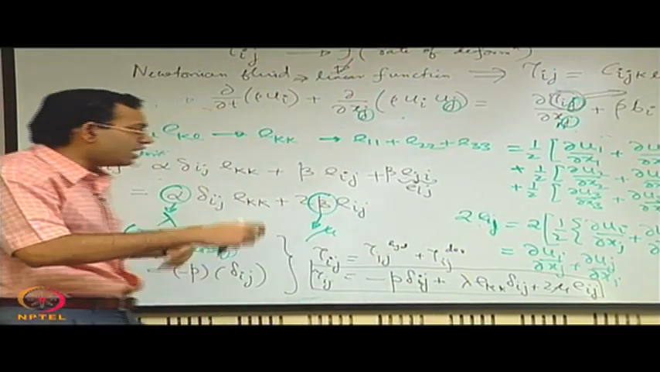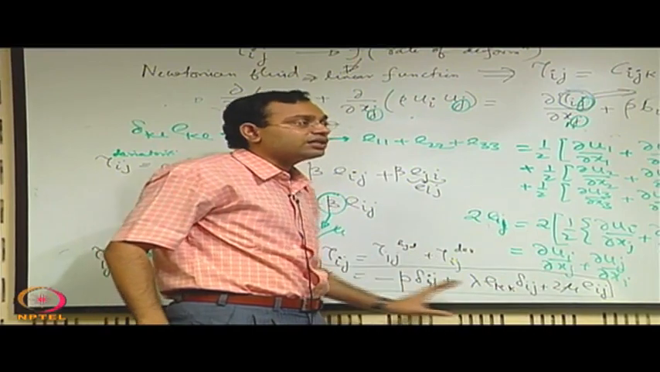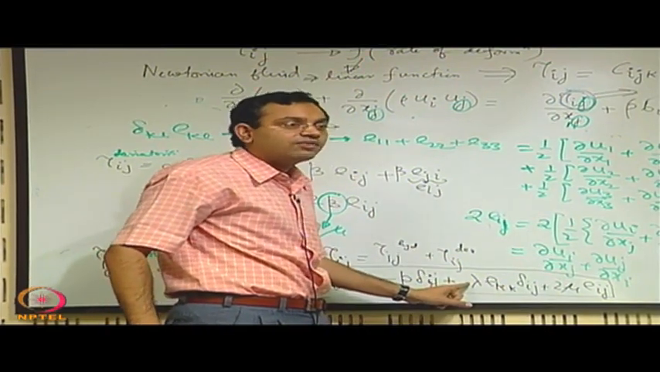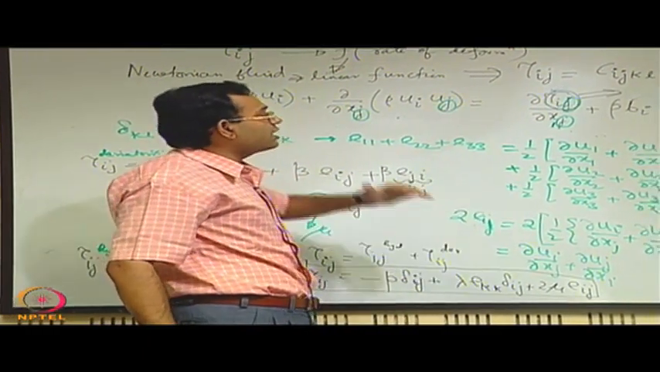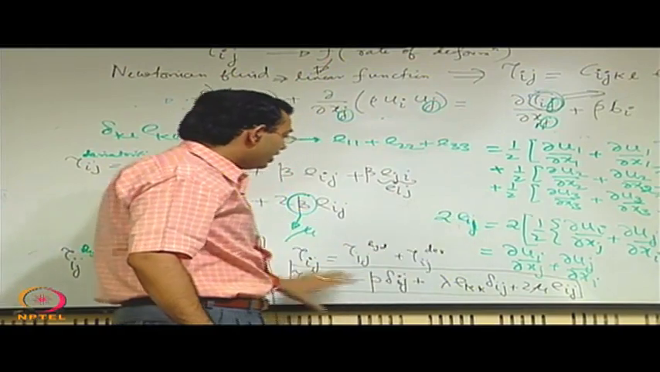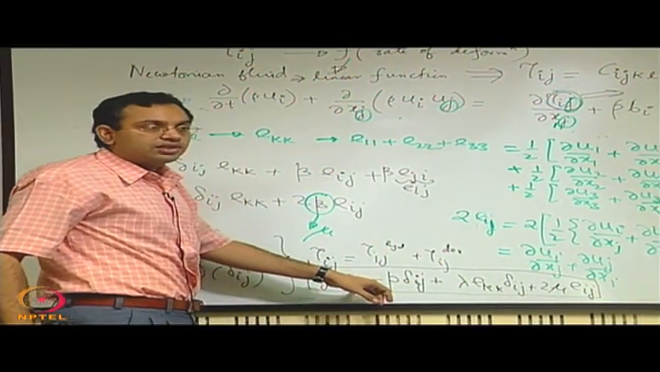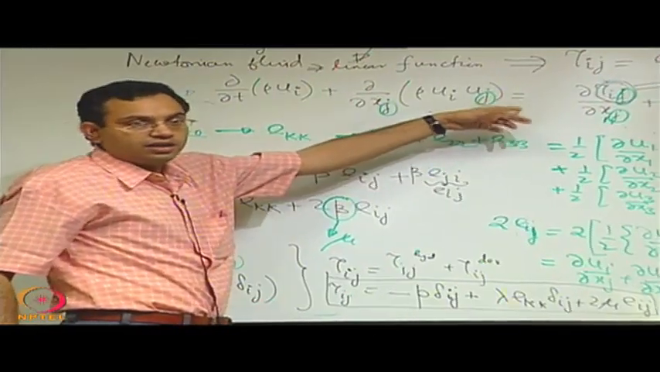So in the next class we will see, first of all, what the physical significances of the different terms are, what the physical significance of lambda is, how it is related to mu, and then how we can come up with an equation in the final simplified form where we substitute this constitutive behavior of tau ij in this expression. That we will take up in the next class.